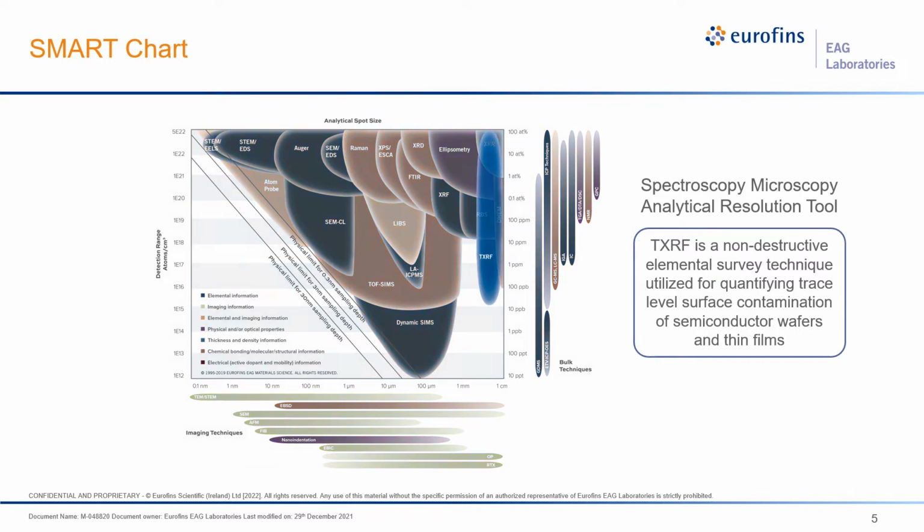So what we're going to be talking about today on the smart chart is TXRF, now highlighted in blue on the right side. And TXRF is a non-destructive elemental survey technique that we utilize for quantifying trace level surface contamination on semiconductor wafers and thin films. Now we have it shown here on the right in concentration. We don't report results in concentration. As we're looking at semiconductor wafers, we give results in areal density, which would be atoms per squared centimeter.